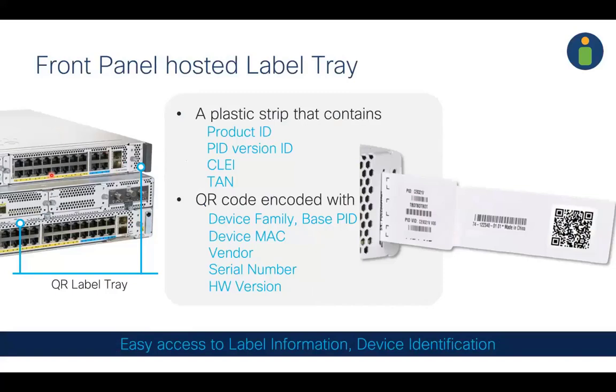What we have here is a plastic strip which is hosted on the front side of the chassis. You can just pull out the strip like this. You will notice that there is a QR code and the serial number and other information pasted on that particular plastic strip. So accessing the label information becomes easy just by pulling this plastic label tray out of the chassis.